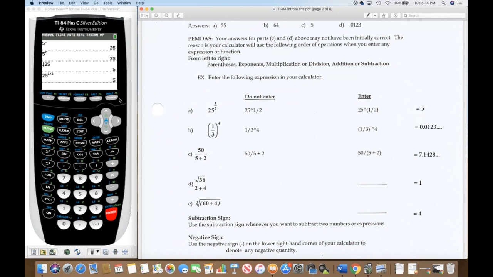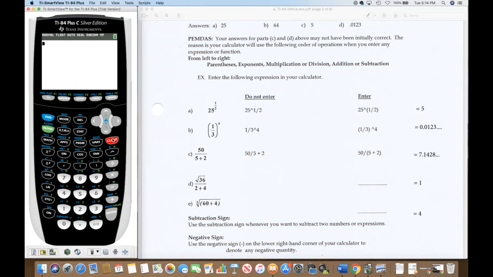Okay, back to the calculator. I'm going to hit this clear button just underneath the 4-way arrow so that I can have a clean screen. And I'm going to go ahead and enter 50 divided by 5 plus 2. You might expect 50 divided by 7, which is 7.1428. But when I hit enter, I'm not going to get 7.1428. What happened? I got 12.